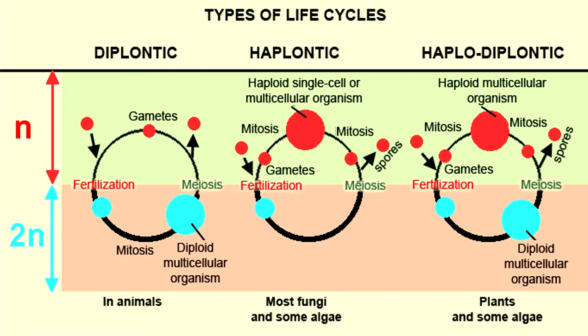The next one, the haplontic life cycle. For the haplontic life cycle, the haploid single cell or multicellular organism is the dominant stage of such organism. This is usually present among most fungi and some algae. The last one, the haplodiplontic life cycle, wherein both the haploid multicellular organism and the diploid multicellular organism share dominance in the stages of the life cycle. And this is observed in lower plants such as your mosses and your ferns and in some algae.